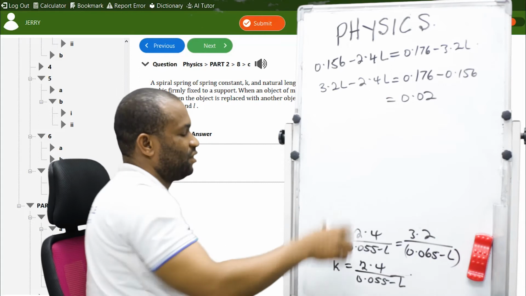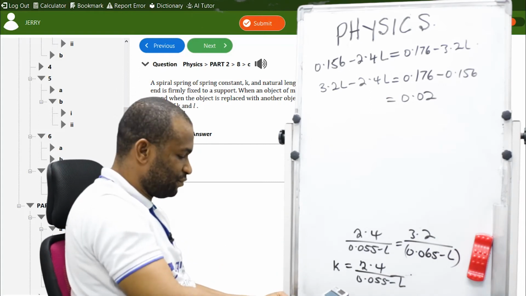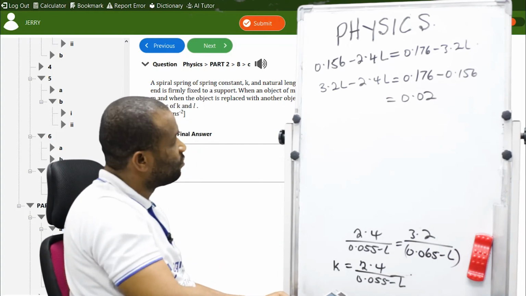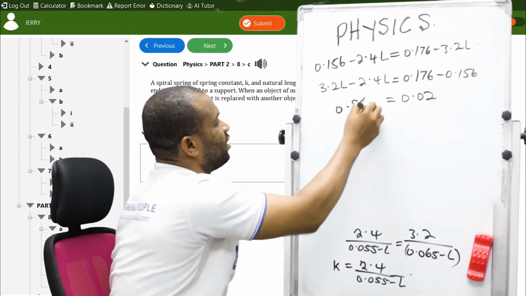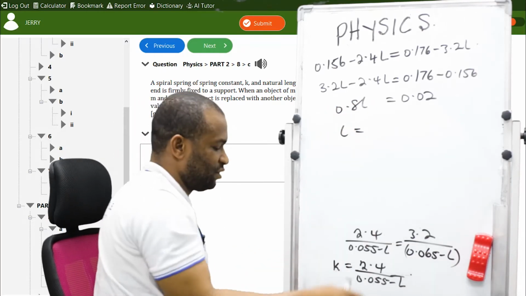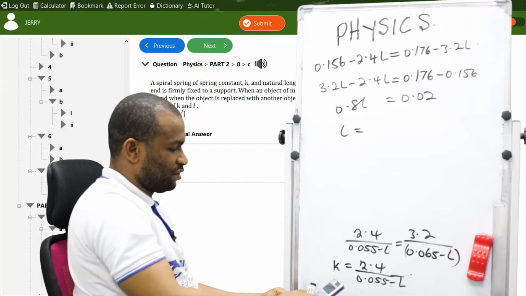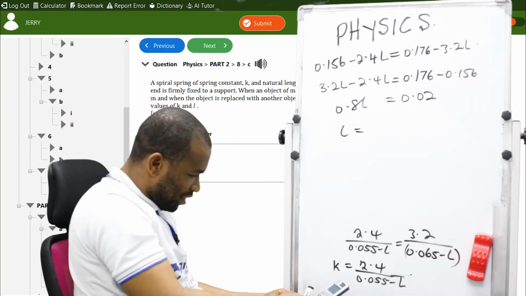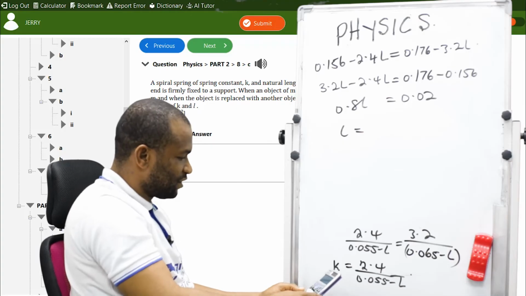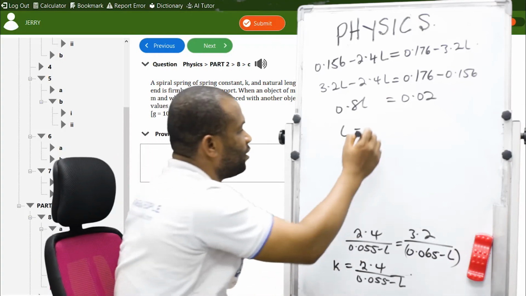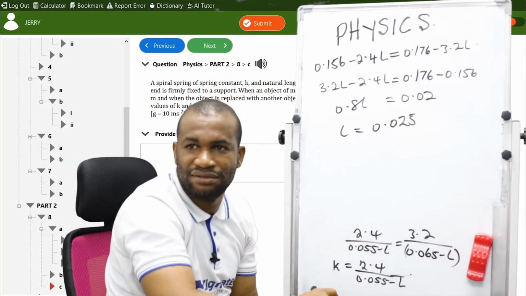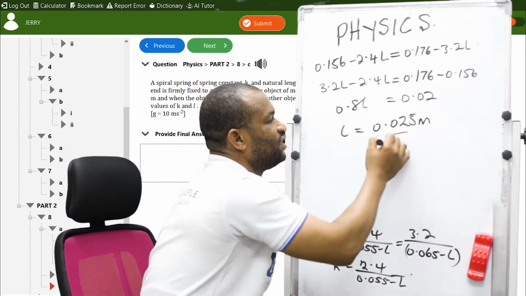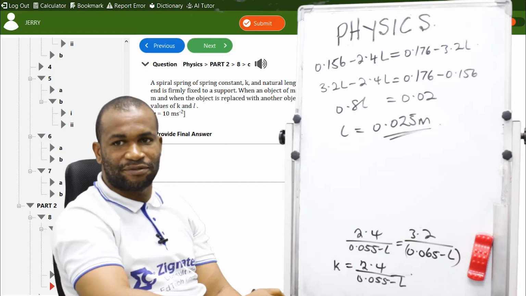And this is going to be 3.2 minus 2.4, which is 0.8L. So L is going to be 0.02 divided by 0.8. L is going to be 0.025. Is it meters? Yes, meters. So this is the value of the length of the spring.